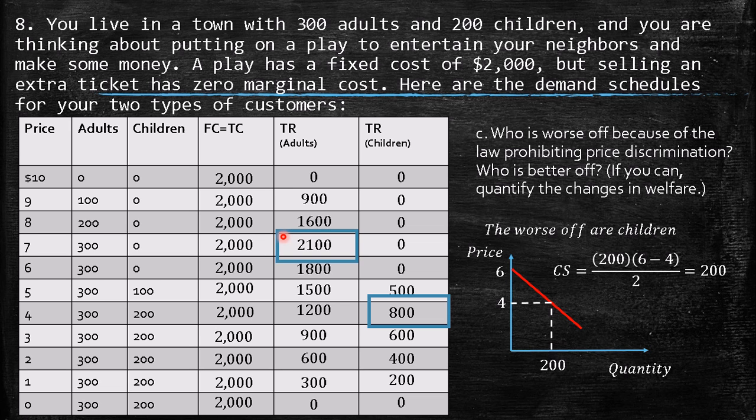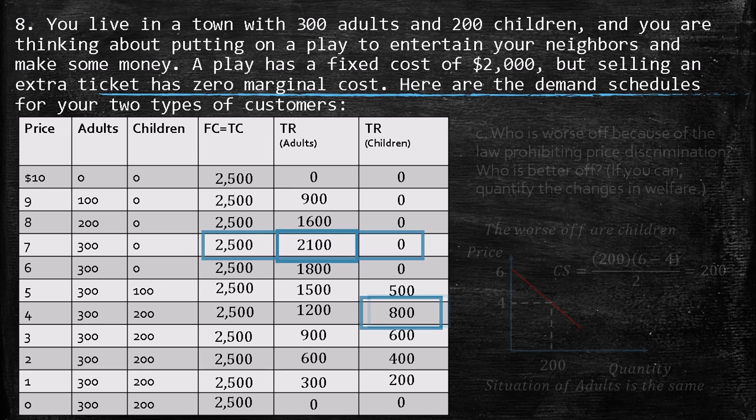It was a triangle with a base of 200, and then we have 6 minus 4 as the height. Remember, the area of a triangle is base times height over 2, so the consumer surplus was 200. Due to the change they don't consume anymore, so it should be 0, a loss of 200. Then the situation of adults is exactly the same, because they will pay again the same value.